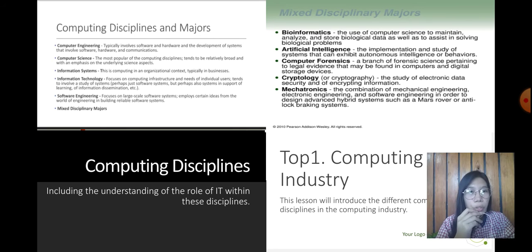This lesson will introduce the different computing disciplines in the computing industry, including the understanding of the role of IT within these disciplines. Computing disciplines and majors: we have computer engineering, computer science, information systems, information technology, software engineering, and the last, mixed disciplinary majors, which are very important: bioinformatics, artificial intelligence, computer forensics, cryptology, and the last, mechatronics.